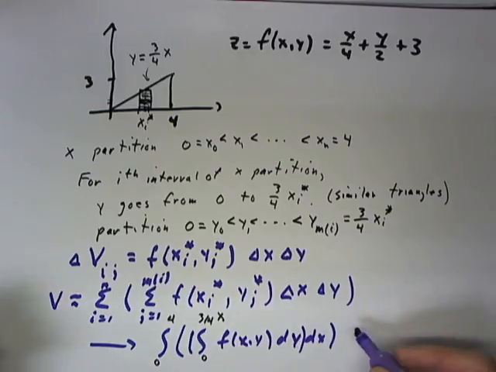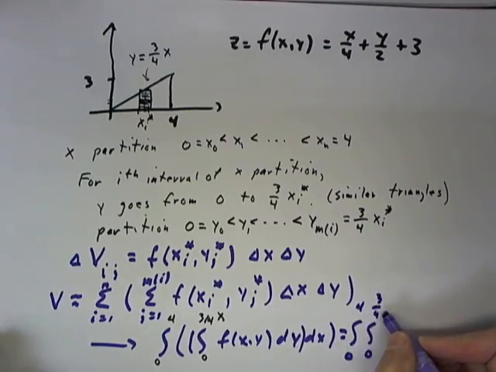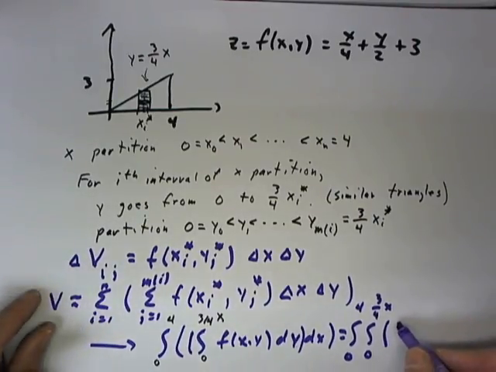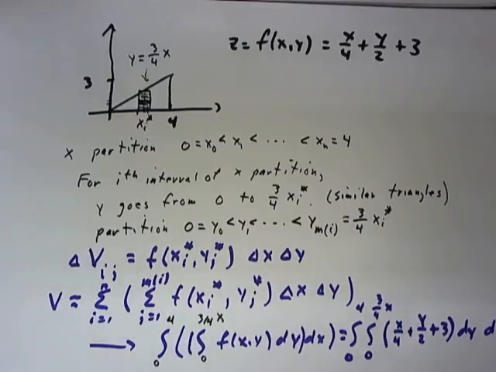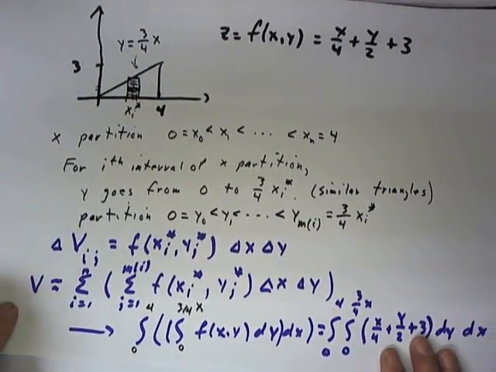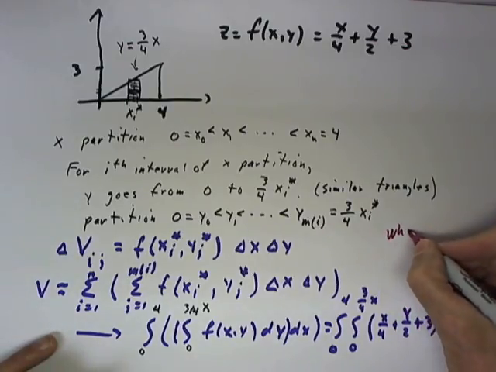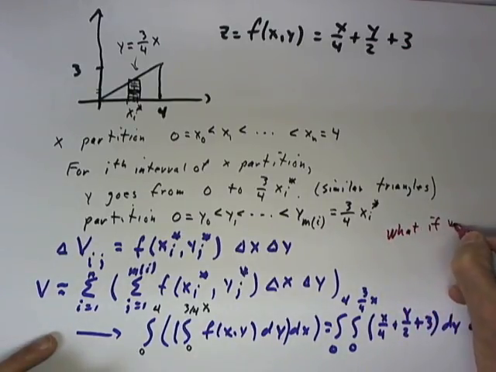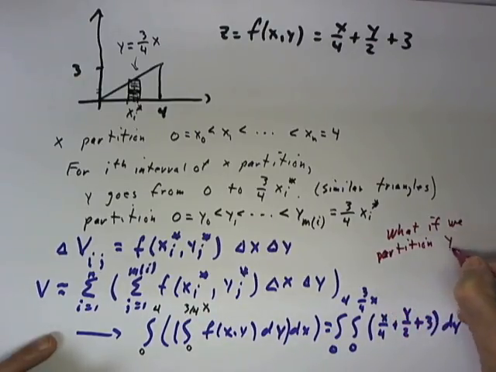We see what we need to do, and for the given function, we're going to integrate from 0 to 4, from 0 to 3/4 x, the function x over 4 plus y over 2 plus 3 dy, then dx. And all the interpretations we've made previously apply here. Now we're going to consider the question, what if we partition y first?